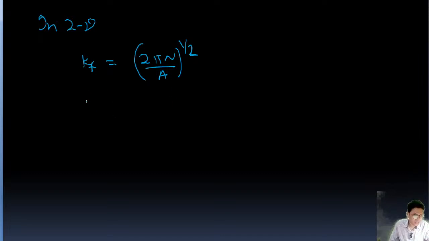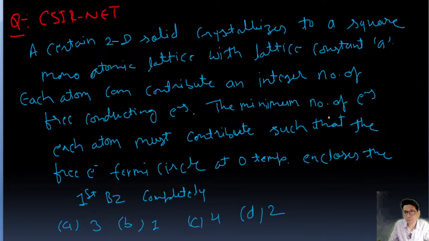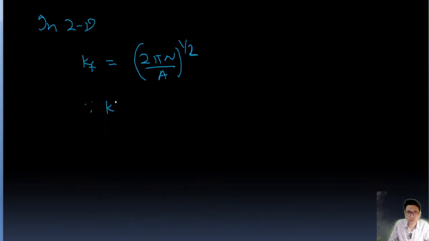Now this is the Kf, right? And since it is asking for the minimum number of electrons that must contribute such that the free electron Fermi circle at zero temperature encloses the first Brillouin zone completely, in this case what is going to happen? Kf must be greater than or equal to root 2 π/a. This you need to understand.